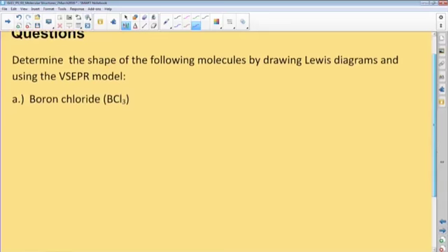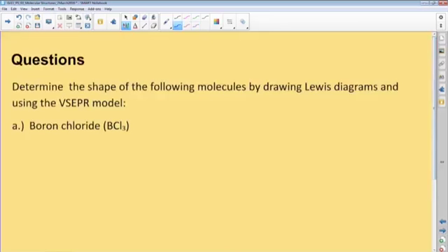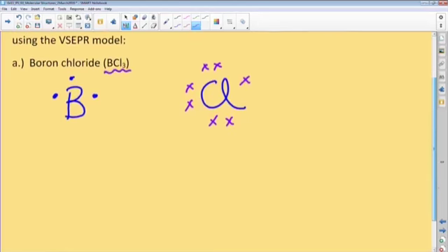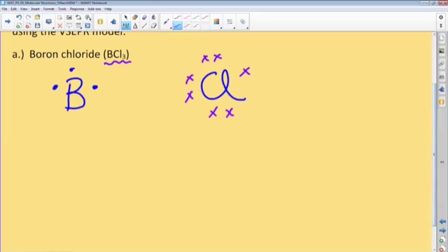Let's go. I'm going to draw boron chloride. I'm going to start with my individual atoms. Boron is in group 3, so that means there are 3 valence electrons. Chlorine is in group 7, and this time I'm going to use little crosses to represent the valence electrons, and there are 7 valence electrons. Now what I want you to look at is the formula. It says BCl3. This is going to give us a clue as to what our final shape should look like.